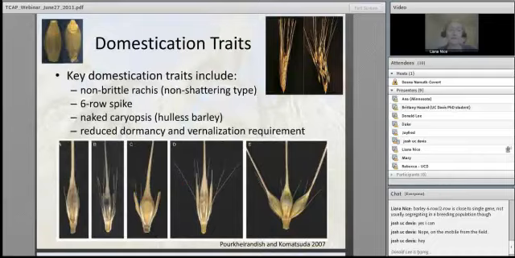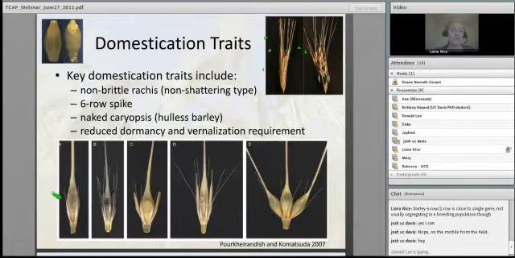So some of the key domestication traits that we have to deal with when we're bringing in exotic germplasm include primarily the non-brittle rachis, or the non-shattering type. You can see this is a non-shattering type, a domesticated type, and it is fully intact, whereas when you have a shattering type, the seeds are easily dispersed. They fall right off of the spike, and this inhibits harvestability of the plant. So it's a really deleterious trait in a modern breeding program.